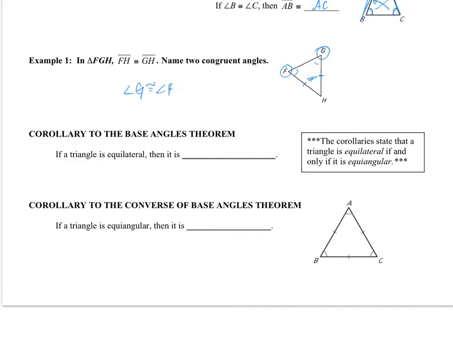Okay, then we have the corollary to the base angles theorem, and it states that if a triangle is equilateral, then it is equiangular. And the corollary to the converse of the base angles theorem states that if a triangle is equiangular, then it is equilateral. So we can rewrite this as a biconditional. The corollaries state that a triangle is equilateral if and only if it is equiangular.